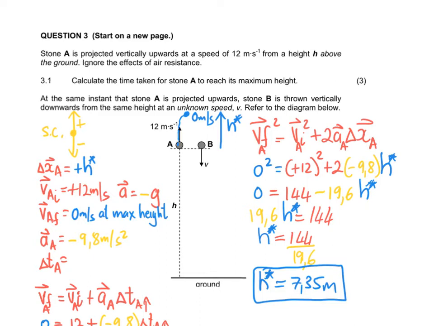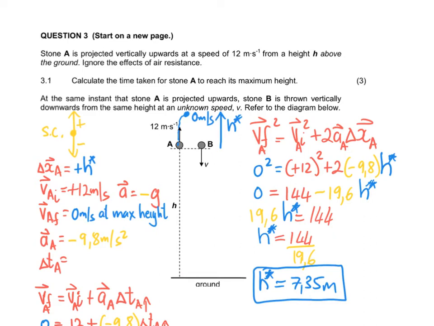It states: stone A is projected vertically upwards at a speed of 12 meters per second from a height of h. Now h is unknown and it's above the ground. So there's the ground and there's h. Ignore the effects of air resistance. This means we're not looking at any drag, so these objects are going to be in free fall. Object A is purely under the influence of gravity. Even though it's moving up, it's free falling; gravity will eventually stop it and bring it back down.